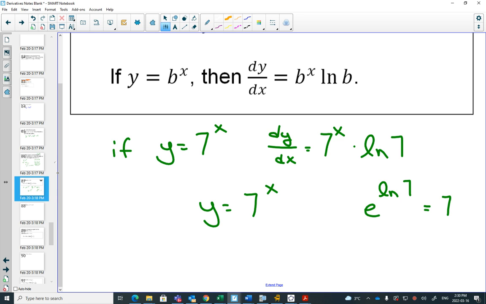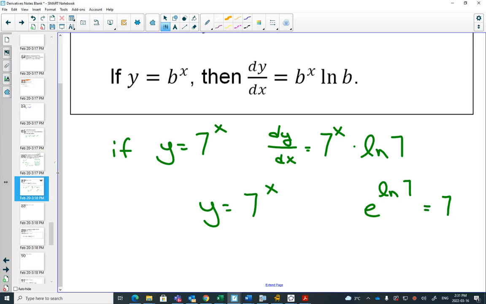The function e to the x and the natural log are inverses of each other. And when things are inverses of each other, they cancel each other out, just like squaring and square rooting. E to the x is a function. Yeah. E to the x and natural log of x are inverses of each other, just like 10 to the x and log base 10 of x are inverses of each other. So when things are inverses of each other, they cancel each other out.